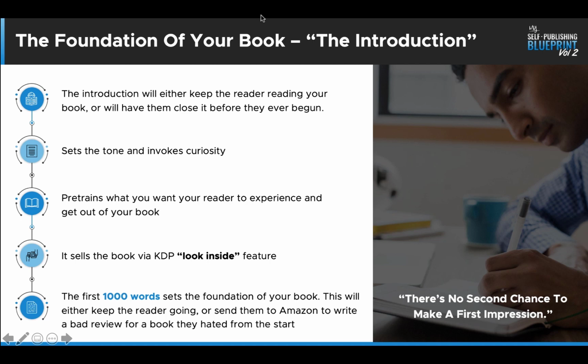Because if you can captivate them before they've even bought it, they're going to have to buy it to find out the rest, right? The first 1,000 words, it sets the foundation of your book. This tells the reader to keep going, or it sends them to Amazon to write a bad review for the book they hated from the start. And remember that there's that famous quote, there's no second chance to make a first impression.